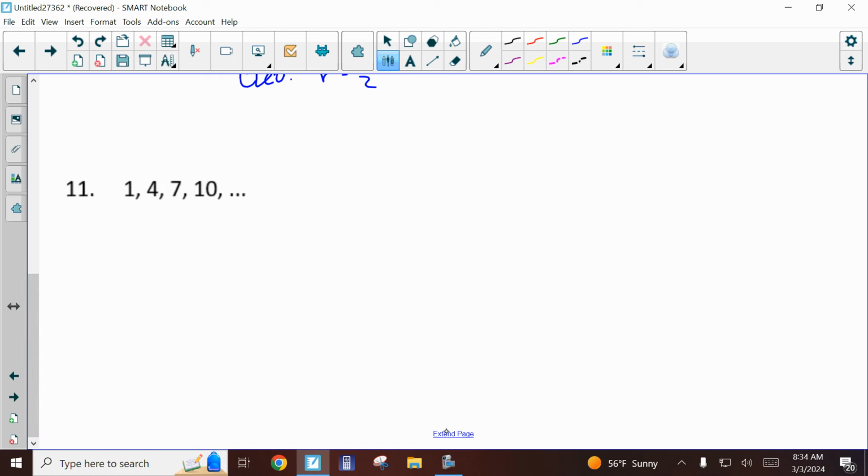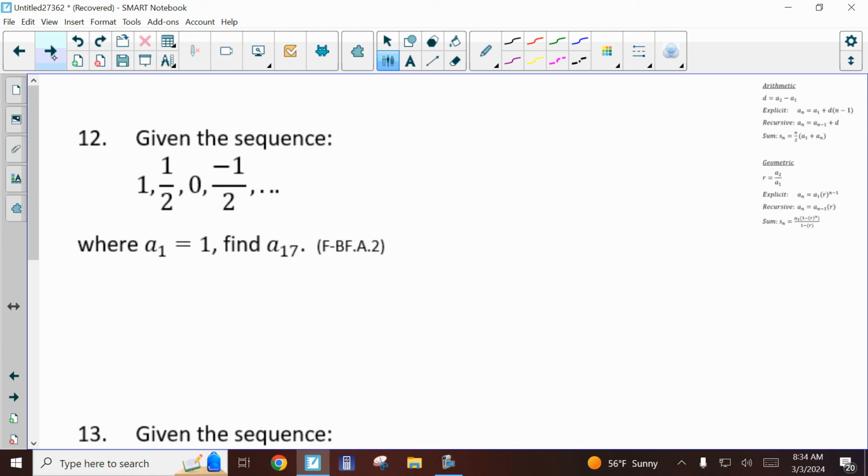And then the next one, this one says 1, 4, 7. This one looks like it's going up by +3, +3, +3, and so on. So this is going to be arithmetic. And D is equal to 3. Sorry, I got sloppy there. Okay, next. Now they want us to find actual numbers in the list.